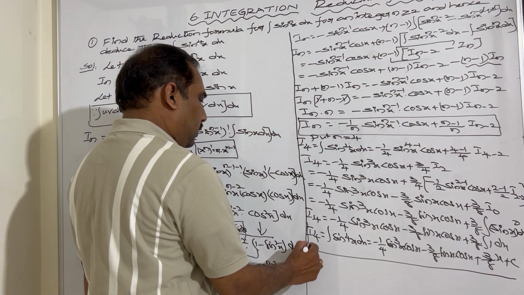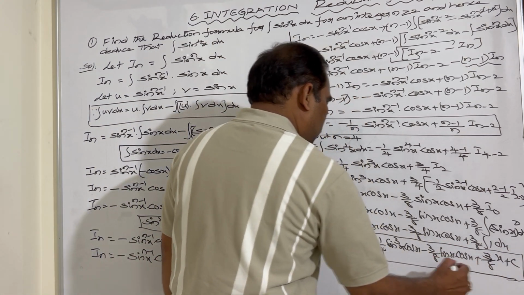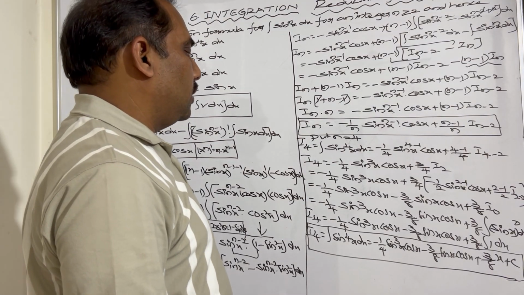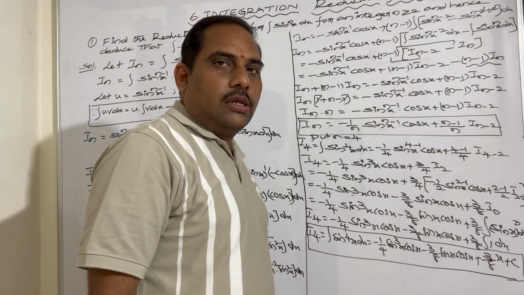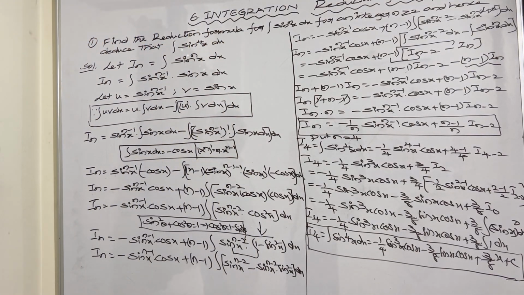So like this we can find I4 is equal to integral sin power 4x dx is equal to minus 1 by 4 into sin cube x into cos x, minus 3 by 8 into sin x into cos x, plus 3 by 8 into x plus c. Like this we can prove.